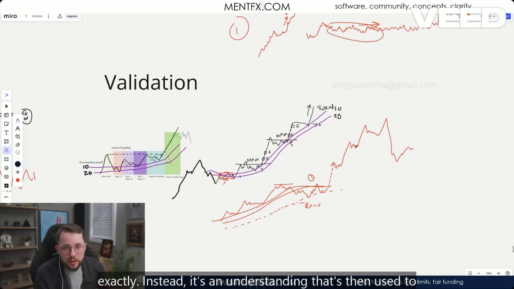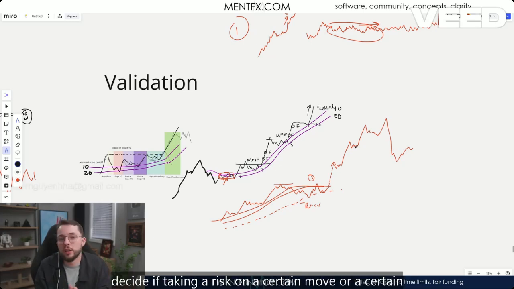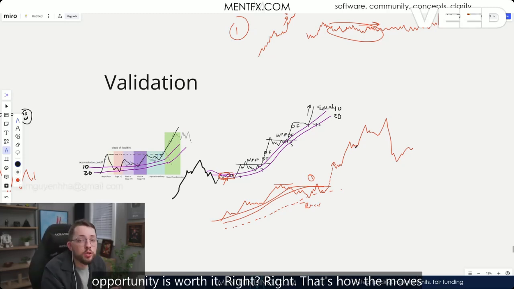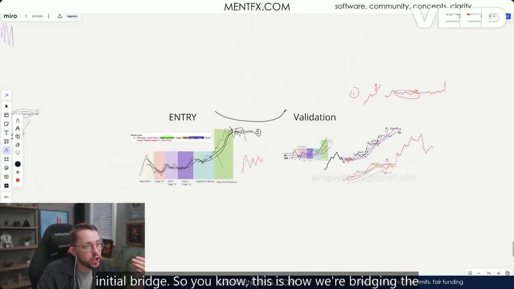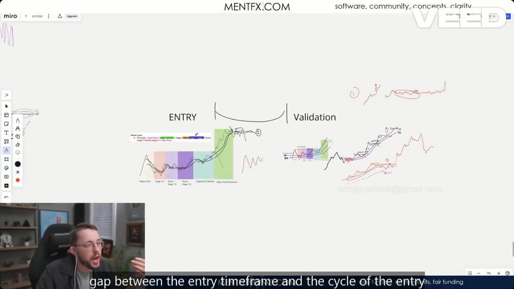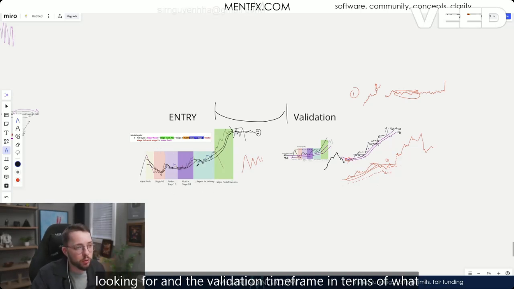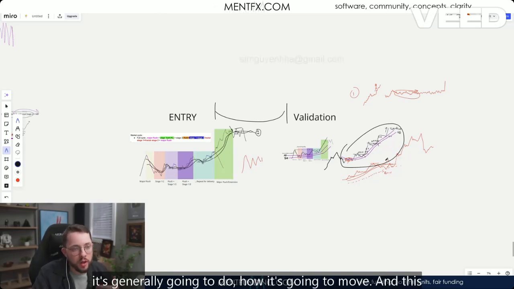Instead, it's an understanding that's then used to decide if taking a risk on a certain move or a certain opportunity is worth it, right? And then you have these moves occur. And that is how we bridge the gap. This is the initial bridge. This is how we're bridging the gap between the entry time frame and the cycle of the entry time frame, what generally is happening, what we're looking for, and the validation time frame in terms of what it's generally going to do, how it's going to move.